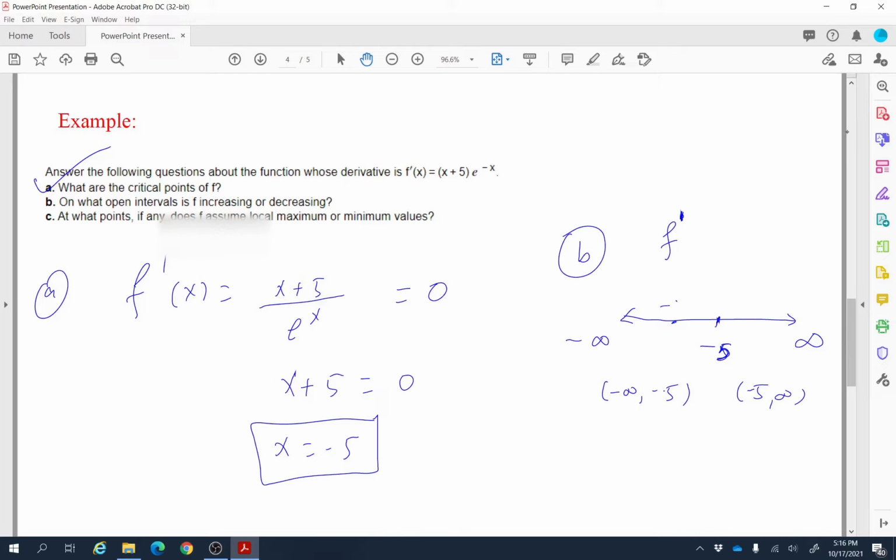I would pick negative 6, and from here I would pick 0 because that's easy to check. So now our goal is to find the first derivative at negative 6, which is the value of this thing at negative 6. We don't need the exact value. Finding positivity or negativity would be enough.